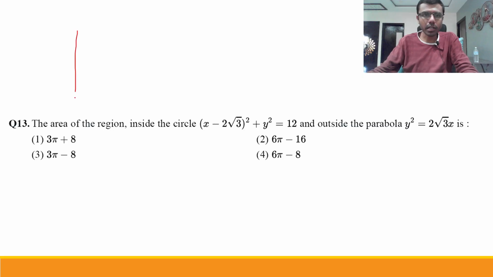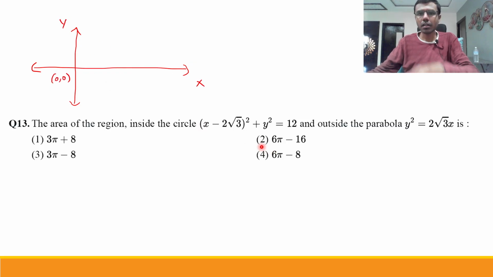Now let me plot a graph. Okay, for the circle, this is my origin, 0 comma 0, x and y. Okay, for the circle center is 2 root 3 comma 0. Let me take it as somewhere here, 2 root 3 comma 0, and radius r square is 12, so r would be under root 12, which would be 2 root 3. Yeah, so radius is also 2 root 3, so the circle would be somewhere something like this. It would touch the origin.